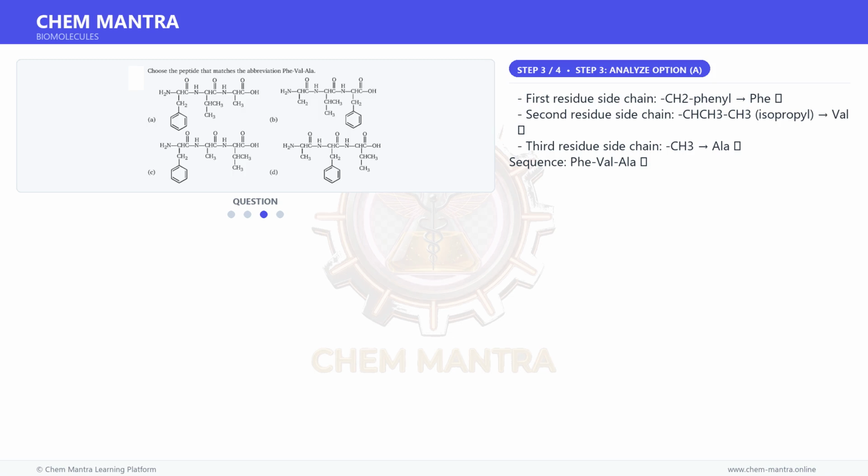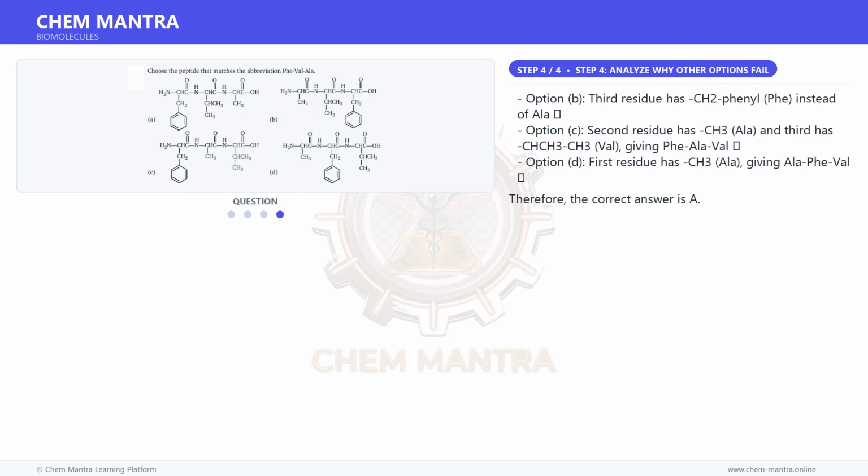First residue side chain, CH2-phenyl Phe. Second residue side chain, CH3 isopropyl Val. Third residue side chain, CH3 Ala. Sequence, phenylalanine. And for the final step.